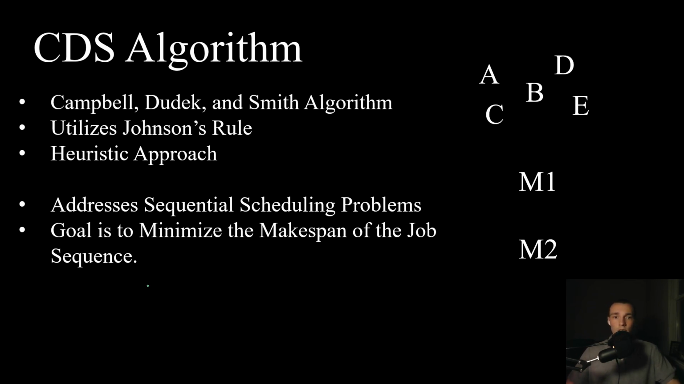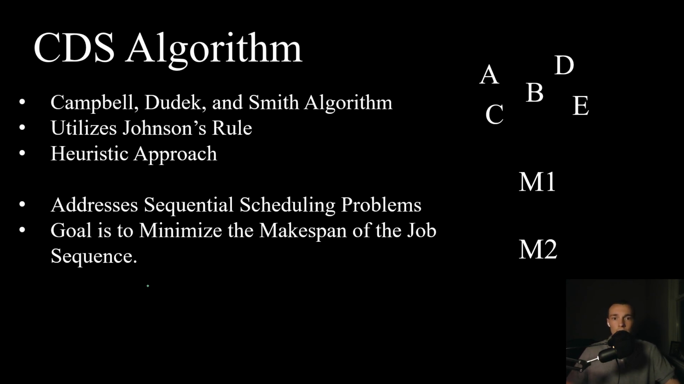So the CDS, or the Campbell, Dudek, and Smith algorithm, utilizes Johnson's rule, which we saw in the previous video. It is notably a heuristic approach, which means it does not guarantee an optimal solution like the brute force approach seen in the first video. However, it is much, much faster at arriving at a generally good solution.